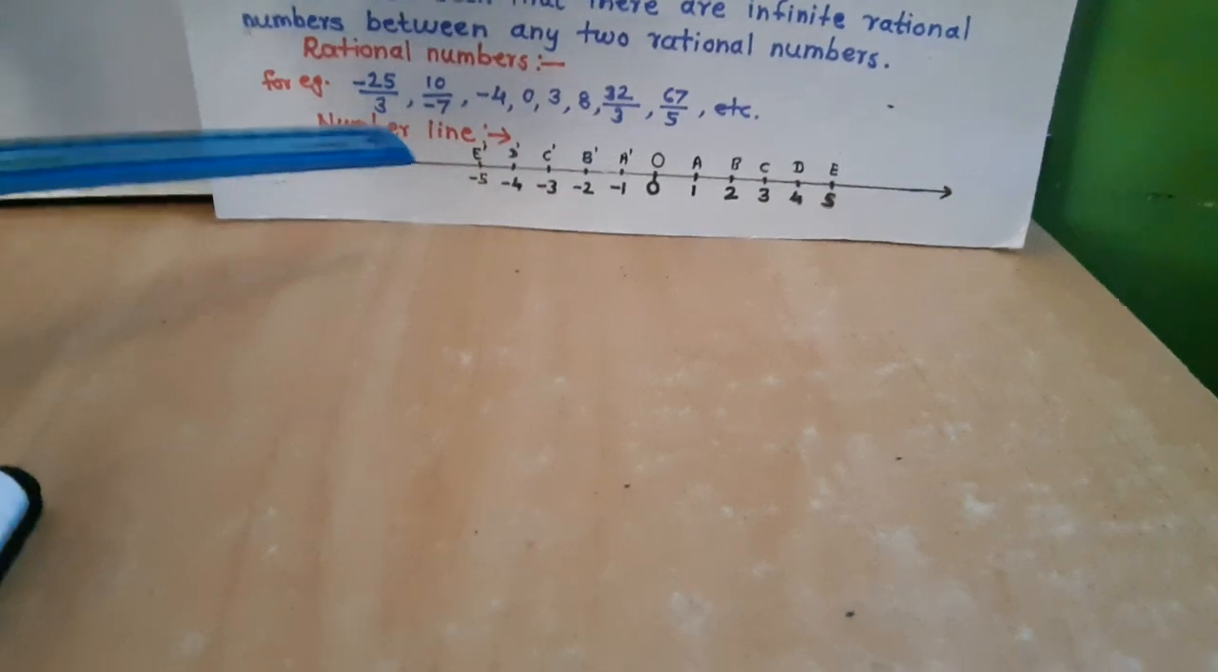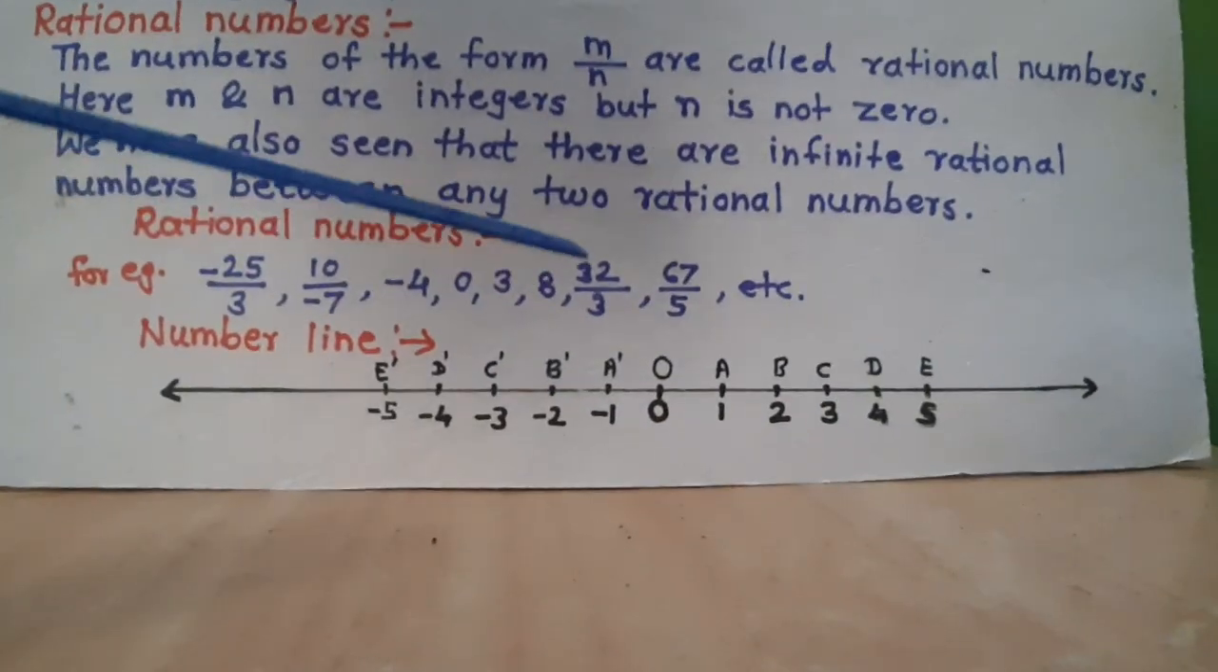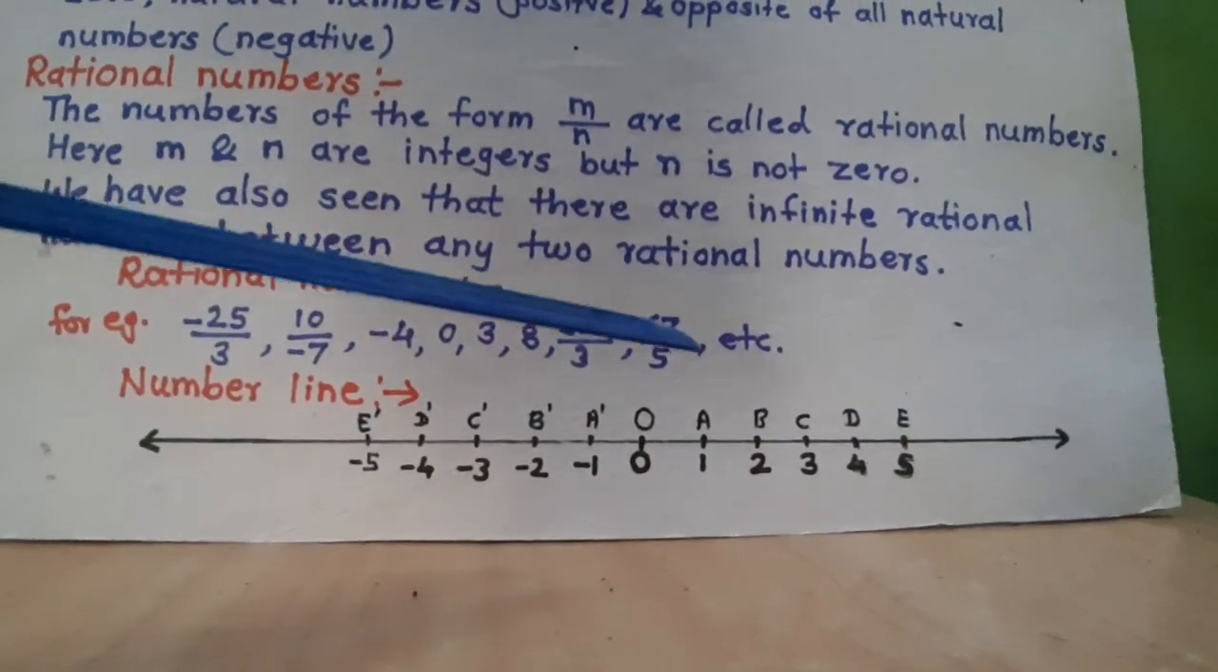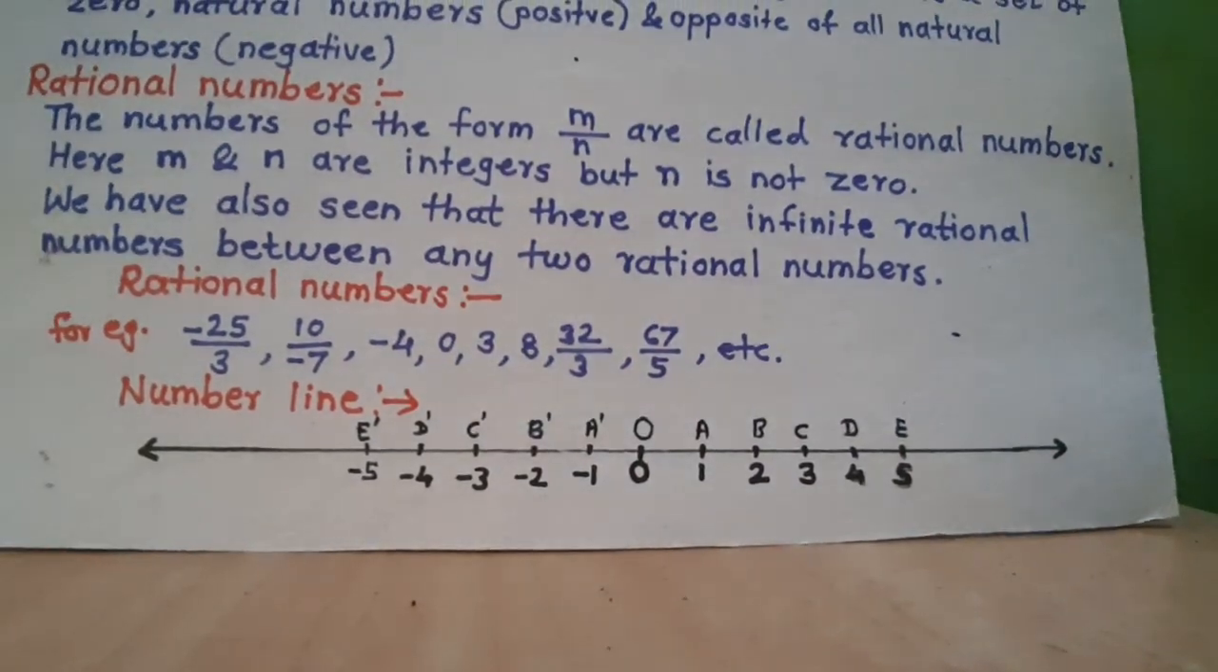Now see, some examples are given: minus 25 upon 3, 10 upon minus 7, minus 4, 0, 3, 8, 22 by 3, 67 by 5, and so many examples.